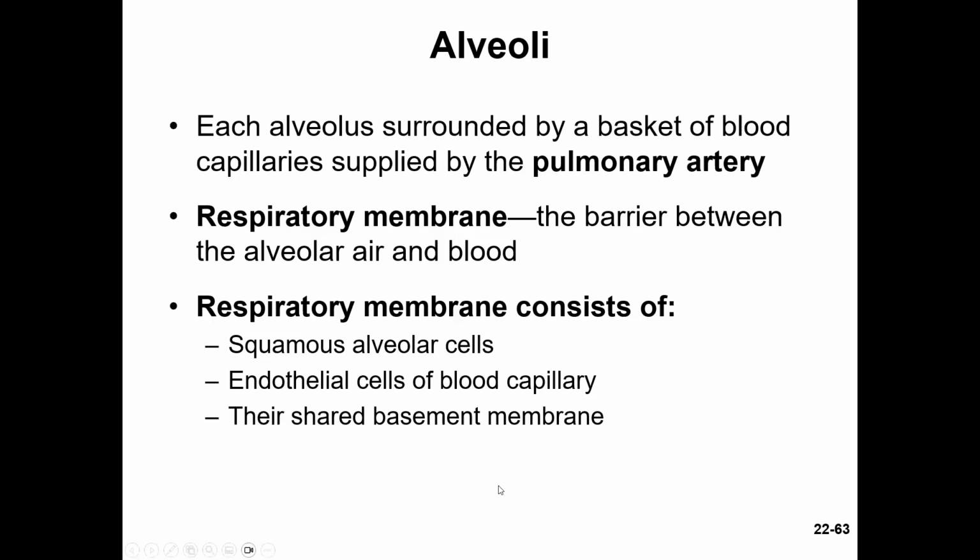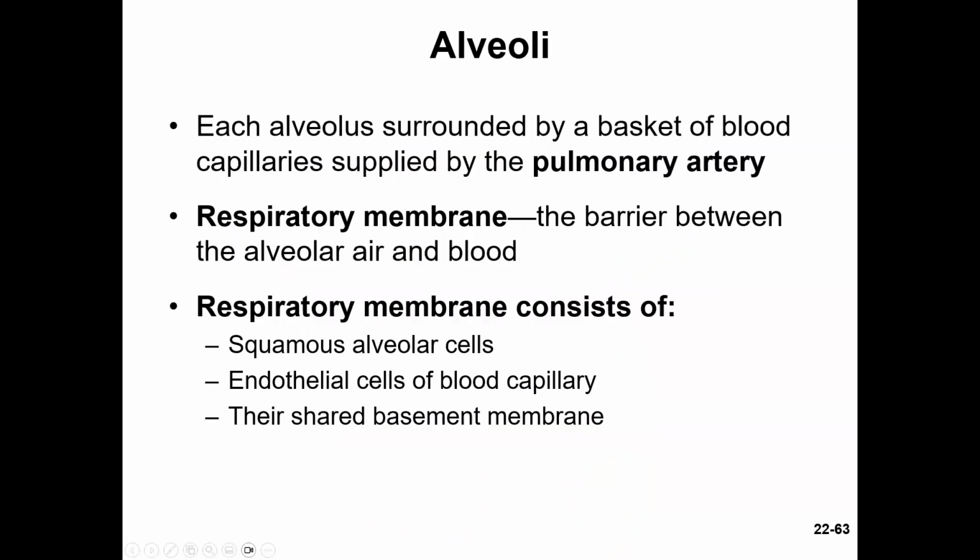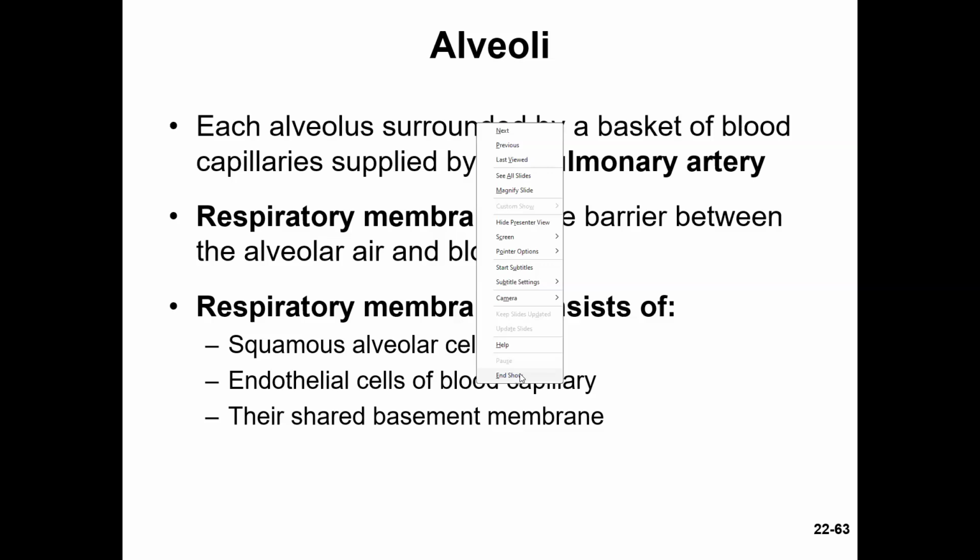All right. Now let's talk about the alveoli. We should be done in a minute. Alveoli, each alveolus right here, is surrounded by a basket of blood capillaries supplied by the pulmonary artery, right? The respiratory membrane is a barrier between alveolar air and blood, right? The respiratory membrane consists of, and I'm gonna highlight this area.